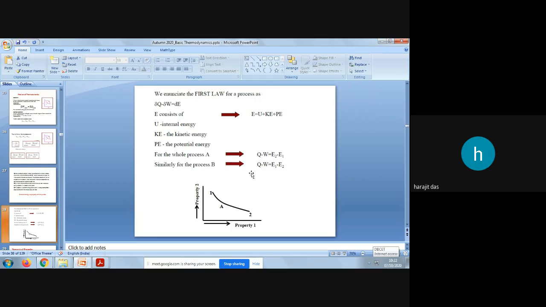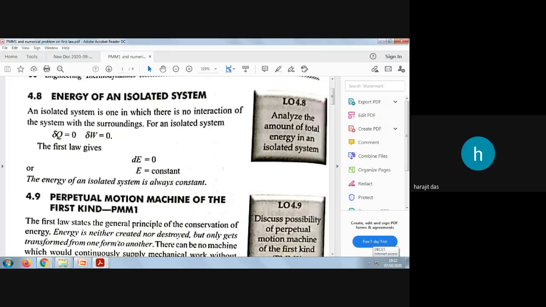So by applying this process, we will be solving one or two problems today. But before that, I want to just discuss with you two important things. One is what will be the energy of an isolated system.